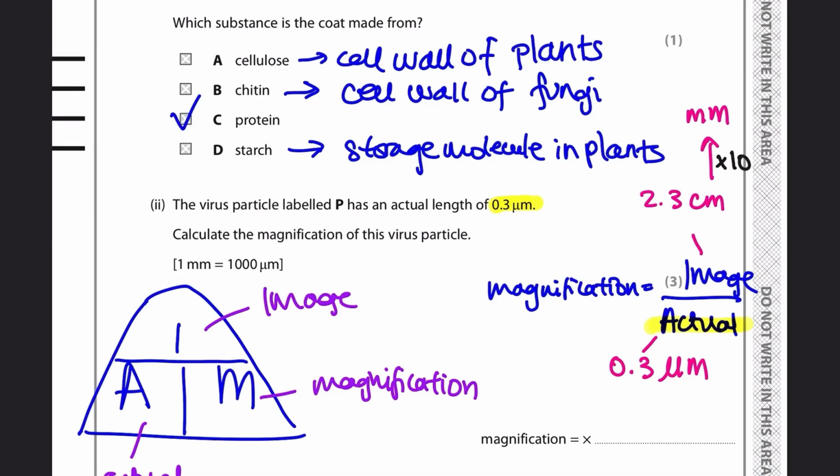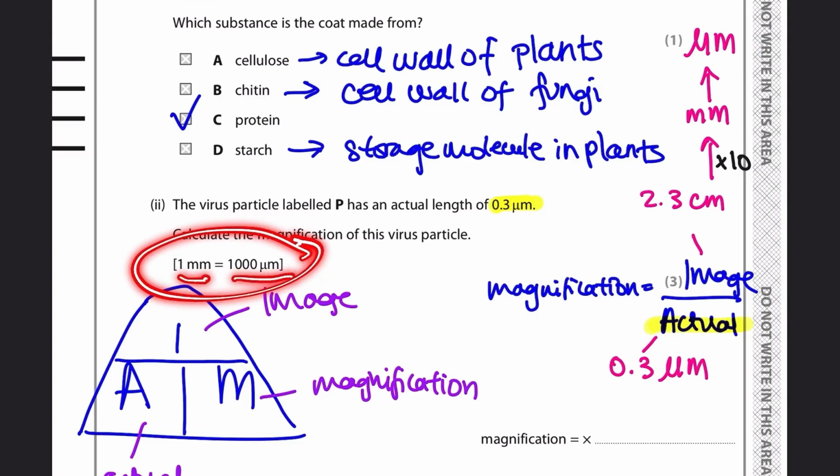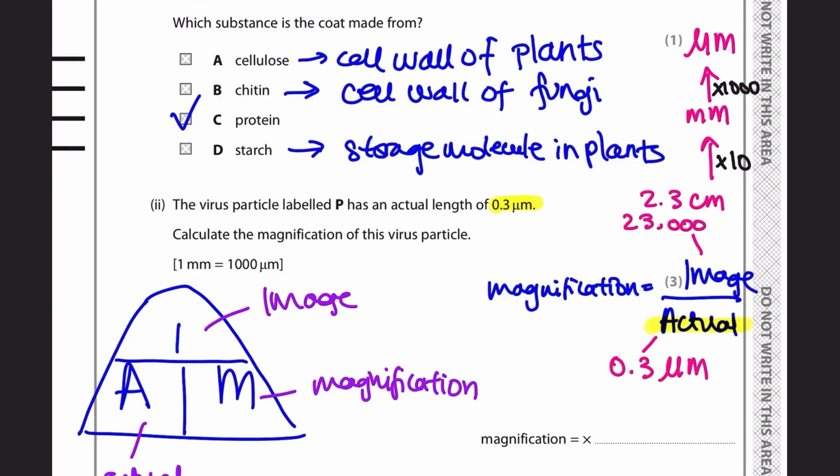Then you're going to convert millimeters to micrometers. And if you read, they give you some information here. They said 1 millimeter is equal to 1,000 micrometers. Therefore, to get to micrometers, I'm going to times by 1,000. Get it? So let me do that calculation. 2.3 times by 10 times by 1,000. That would give me 23,000. Again, write the unit so you remember what you're doing, micrometers.